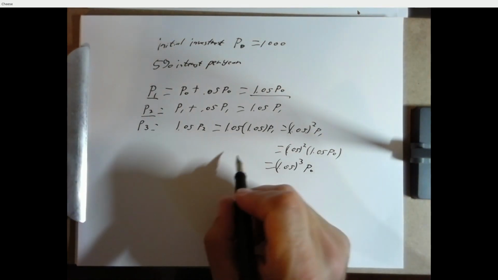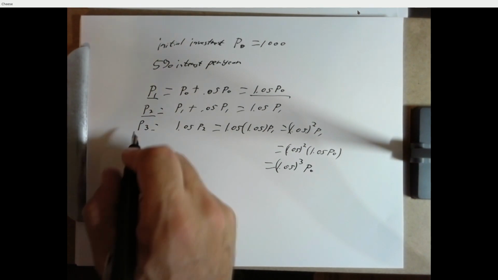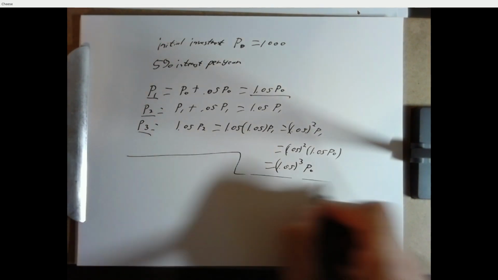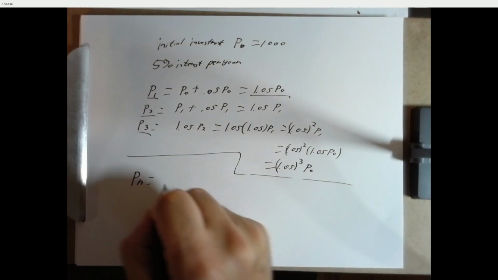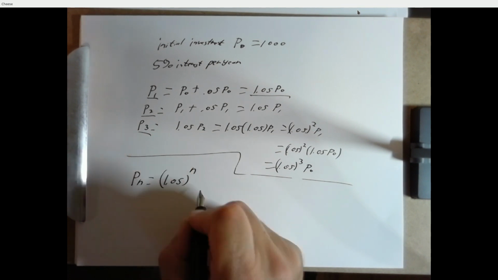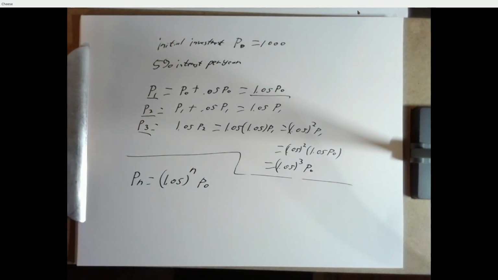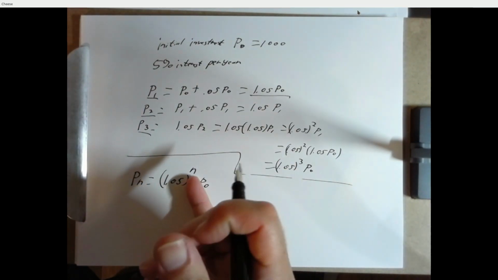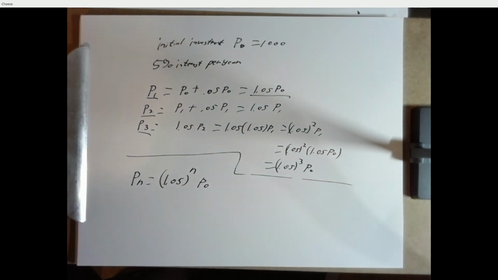So P2 was 1.05 squared P0, P3 is 1.05 cubed P0, and this might lead us to the hypothesis that Pn is 1.05 to the n times your original principal. And this is in fact how you can calculate interest compounded annually. It's your interest rate plus 1 raised to the number of years that you're invested times your original principal. This is why interest grows very slowly, but after some point, like 30 or 40 years, suddenly it seems to be doing much better. You see huge growth in your investment.